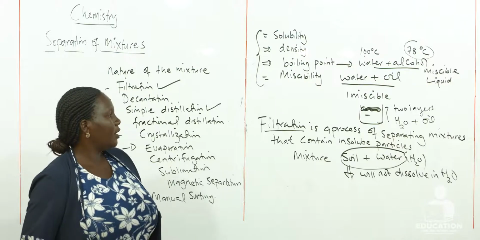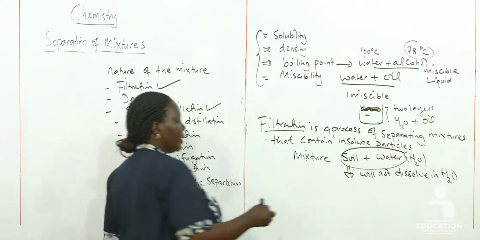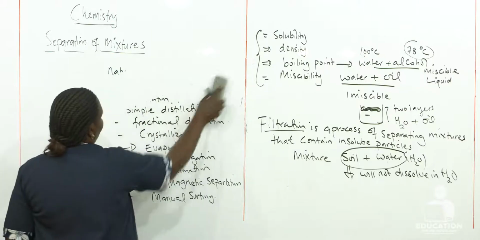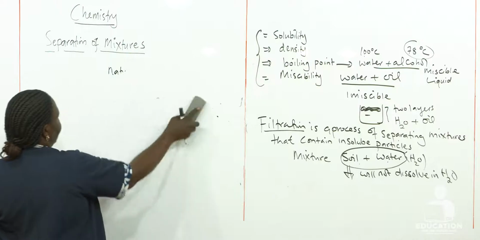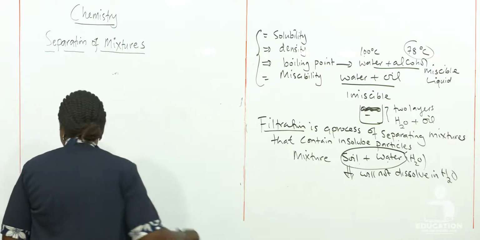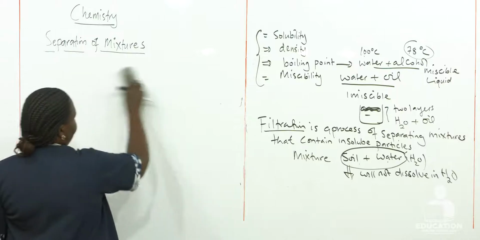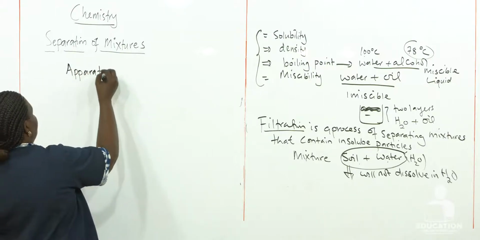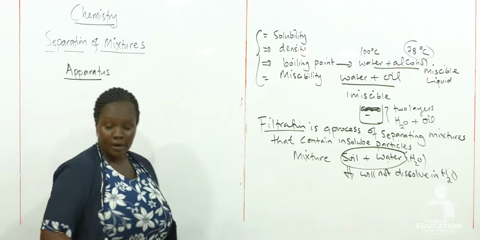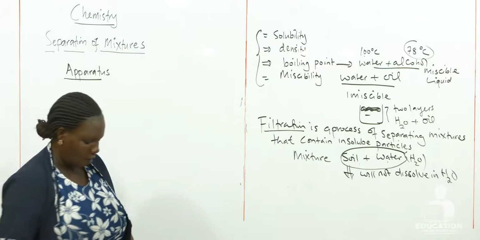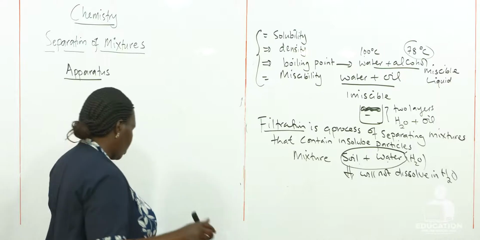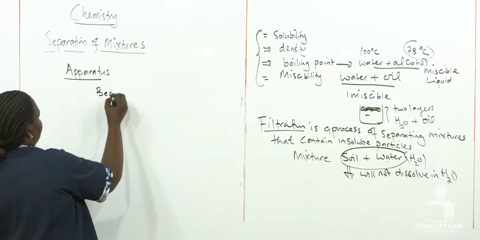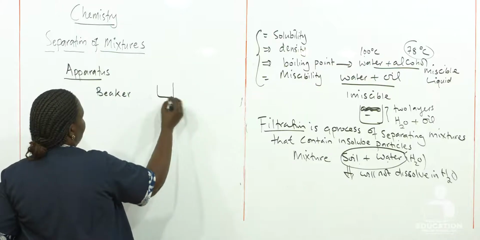So, what are the requirements if we want to separate a mixture of soil and water? First of all, we need apparatus. That is the materials that we will be using for the process of filtration. So, one is we must have a beaker. And this is how a beaker looks like.